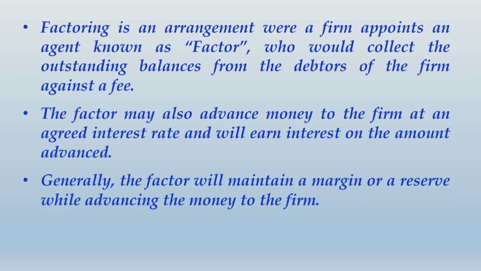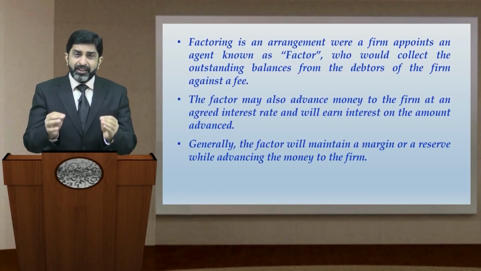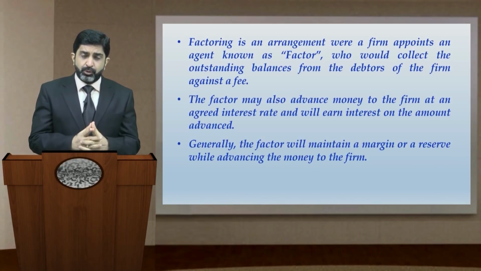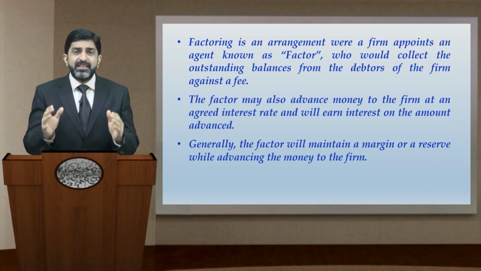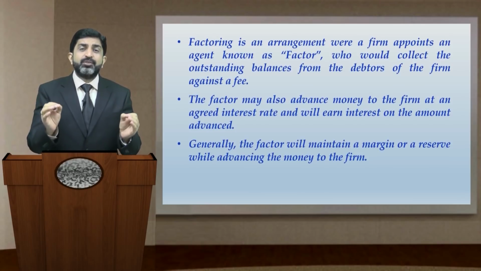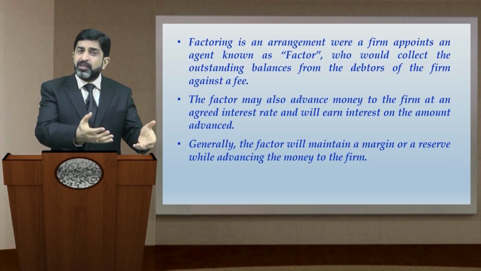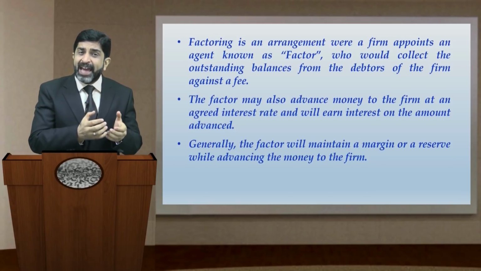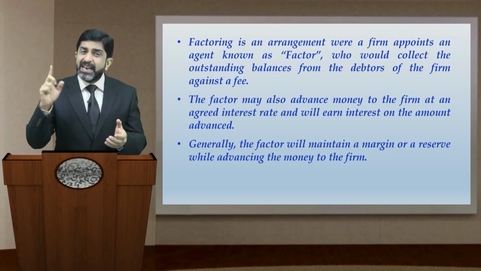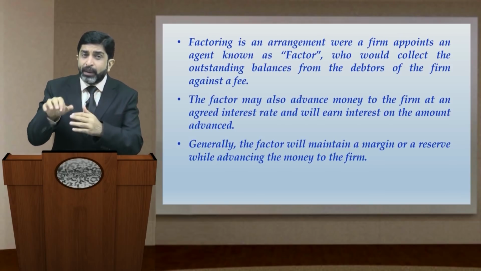Let me just explain this last point written over here. What is this reserve that we are talking about? Assume that the average balance of debtors is rupees 20 lakhs. So what do you think? If the factor has taken responsibility of making rupees 20 lakhs collected on behalf of the firm, when it comes to providing an advance to the firm, is the factor going to advance all 20 lakhs?